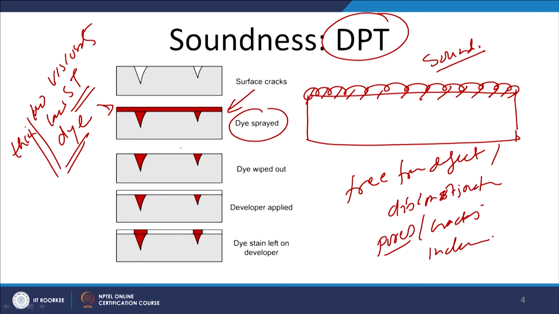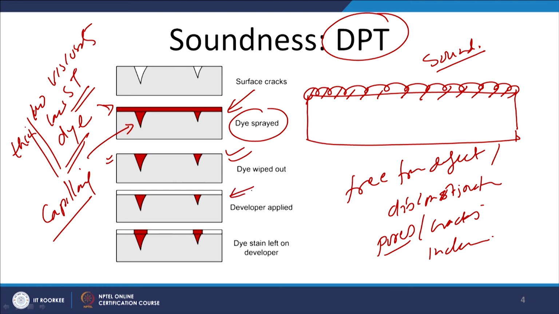These minute and fine discontinuities present at the surface will suck the liquid in by capillary action. Once the liquid with the dye is sprayed over the surface, after some time it is wiped out, it is removed. So, this is the case when all the dye present at the surface has been removed, and the dye with the liquid which has been sucked in is left in the component.